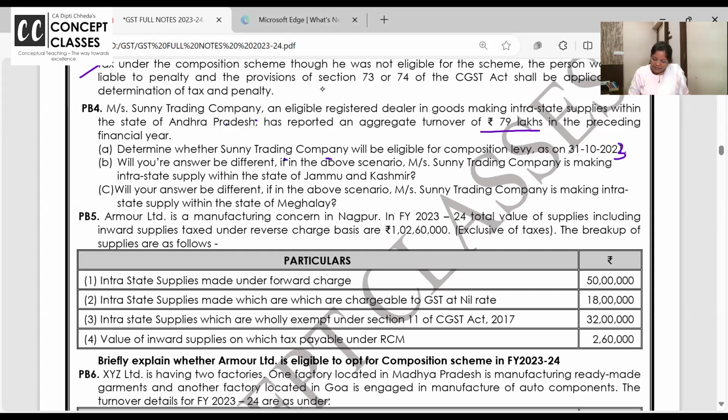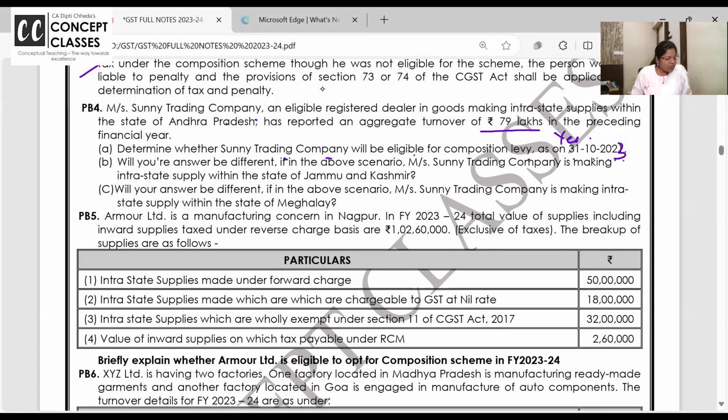Now, determine whether Sunny Trading Company will be eligible as on 31st October 23. Yes, because last year's turnover is okay, 79 lakhs. Will your answer be different if the company is making intrastate supply within the state of Jammu and Kashmir? Intrastate supply means what? You can opt for composition, but in Jammu and Kashmir it stays there intrastate, and in Andhra Pradesh it stays there. Are you getting? In composition, you can have your turnover in 2-3 states, but cross turnover should not be there. Clear? So, will your answer be different? No, he can still go for composition. Clear or not? My explanation.